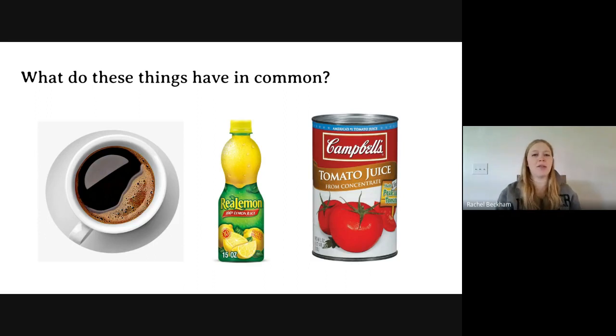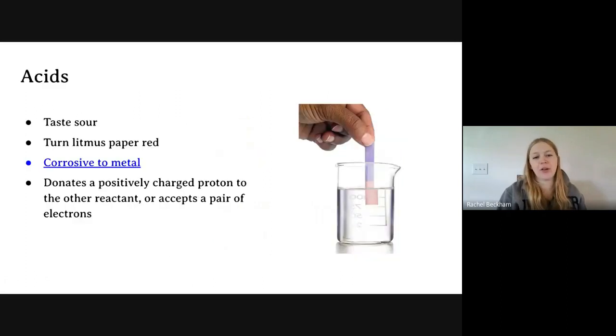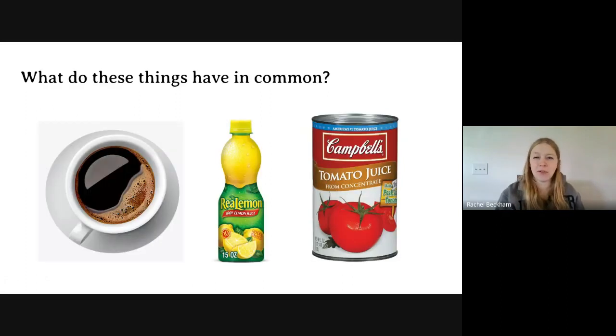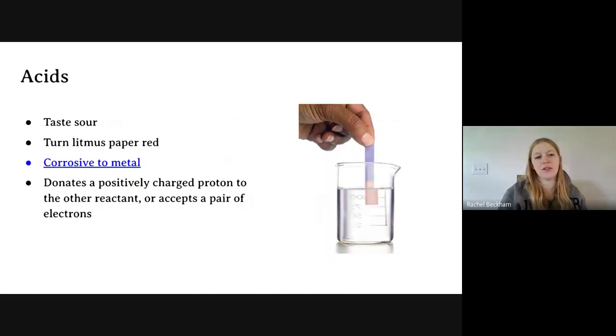But just to get started, this lesson is on acids and bases. And so I kind of wanted to give you an understanding of what are we even doing this for. Why am I having to learn this? If you think about what these things have in common, coffee, lemon juice, tomato juice, these are actually all acids. They're all acidic. They may not be very, very strong, but they have some acidity to them.